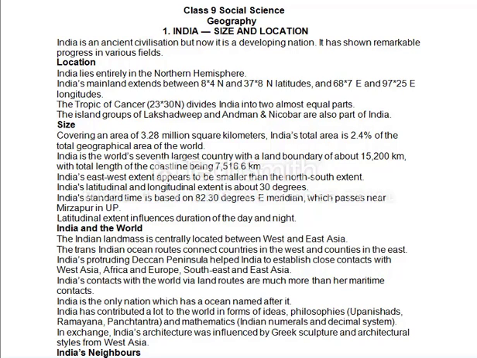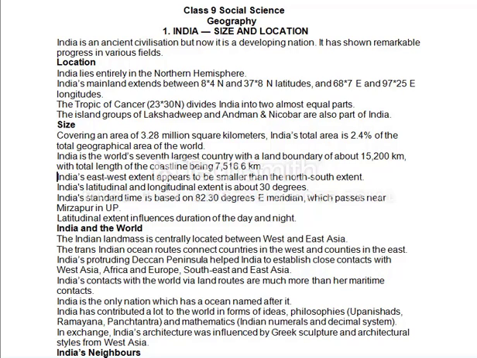Size. Covering an area of 3.28 million square kilometers, India's total area is 2.4% of the total geographical area of the world. India is the world's 7th largest country, with a land boundary of about 15,200 kilometers, and the total length of the coastline being 7,516.6 kilometers.